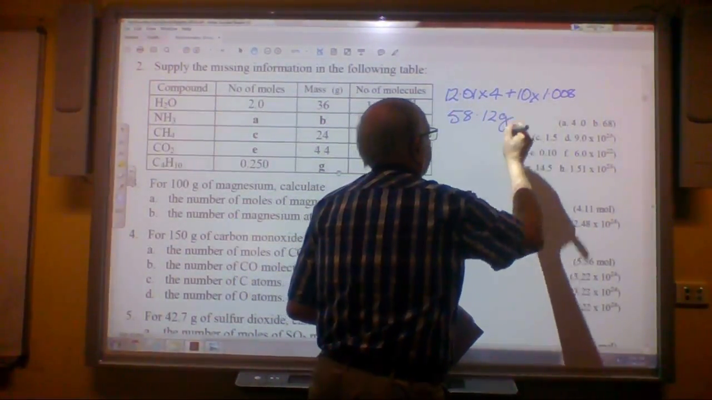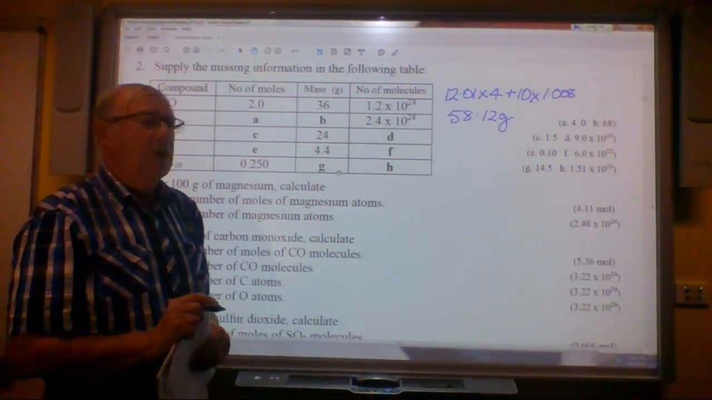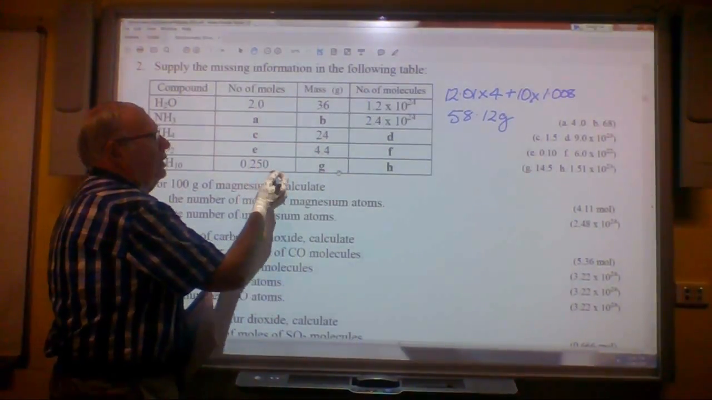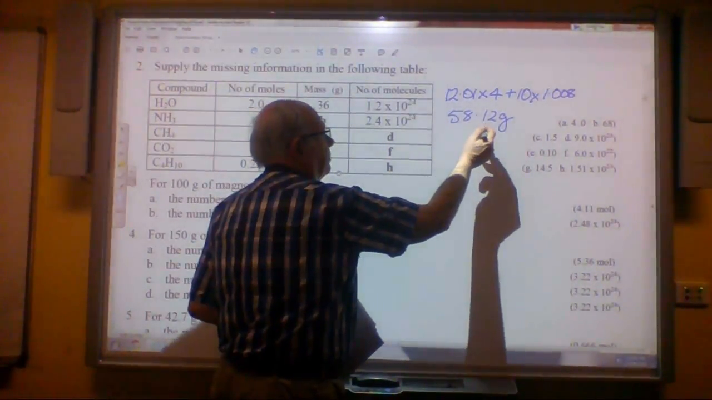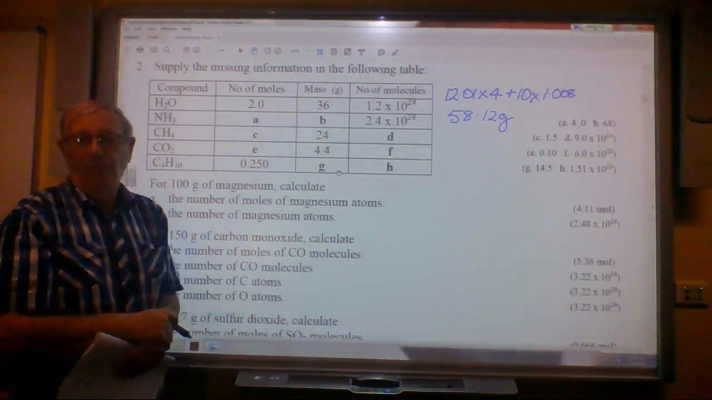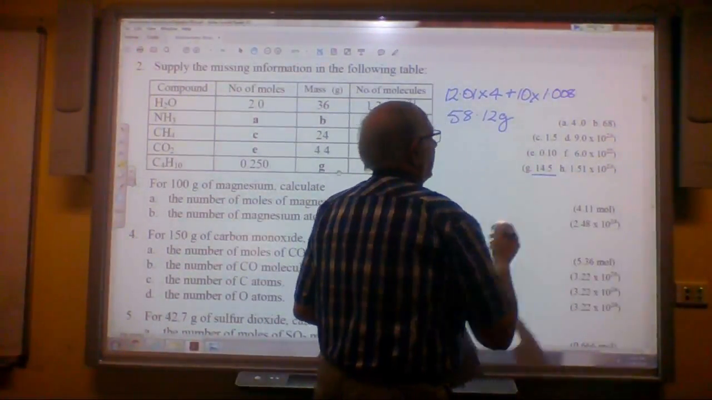So that then comes out as 58.12 grams. So with that, we can multiply our 0.25 times this number, and that will give us then the mass of butane. So the mass then works out at that value.